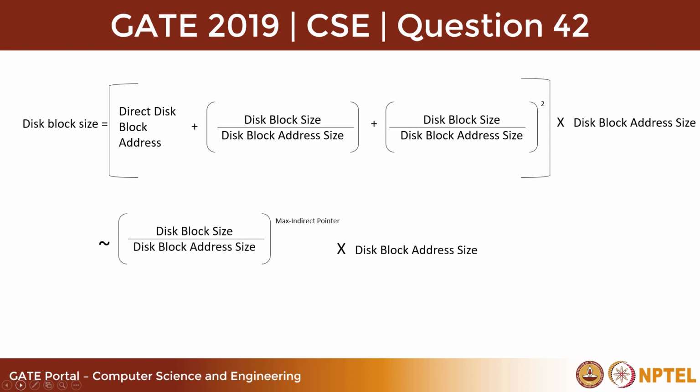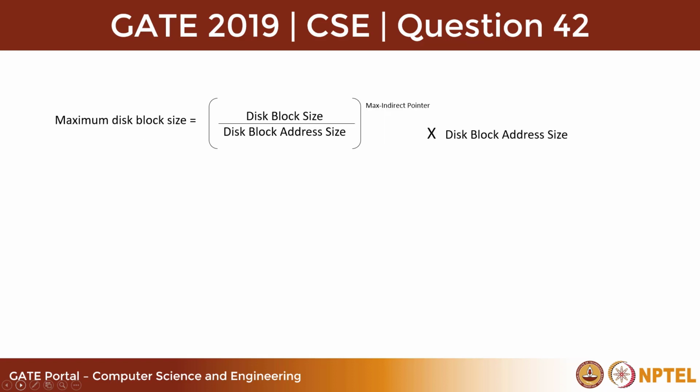So this is the maximum amount of memory which can be referenced using that inode, which is equal to the disk block size by disk block address size, to the power of the maximum indirect pointer level, which can be 3, 4, or n, anything, into the disk block size. So to solve this question, we have to take this maximum size, which is equal to disk block size by disk block address size to the power of maximum indirect pointer, into the disk block size.